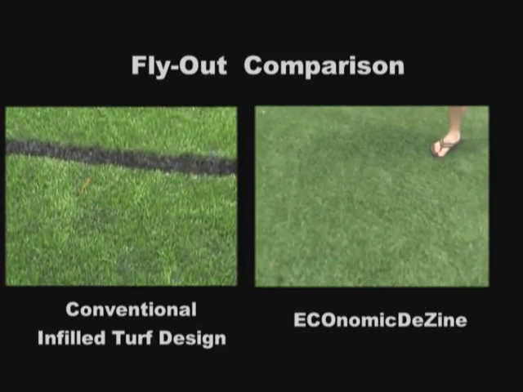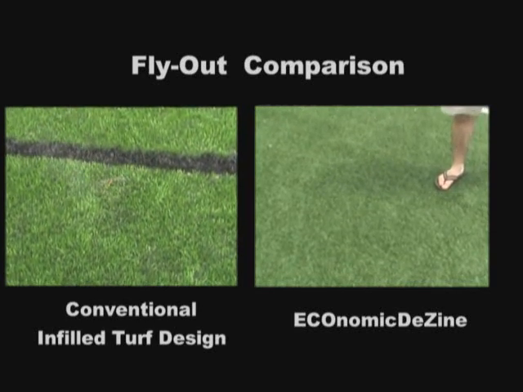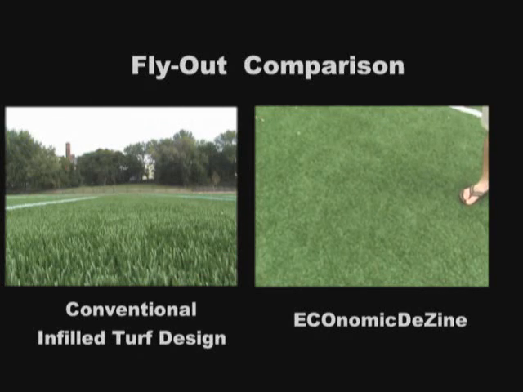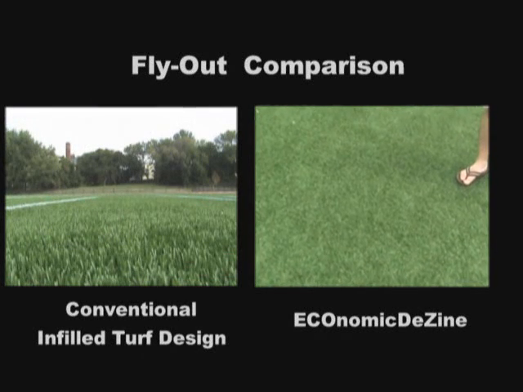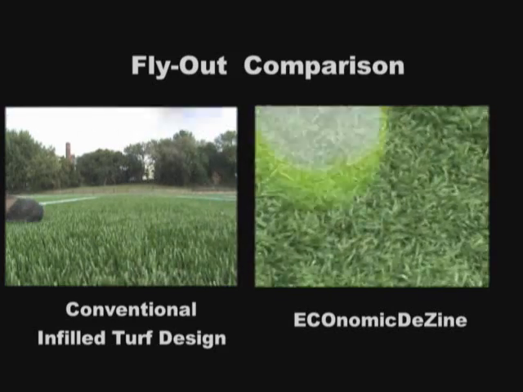The primary design criteria of any artificial grass athletic surface should be to mimic natural grass as closely as possible, while providing long-term wear with low maintenance requirements. Economic Design follows Mother Nature's approach.